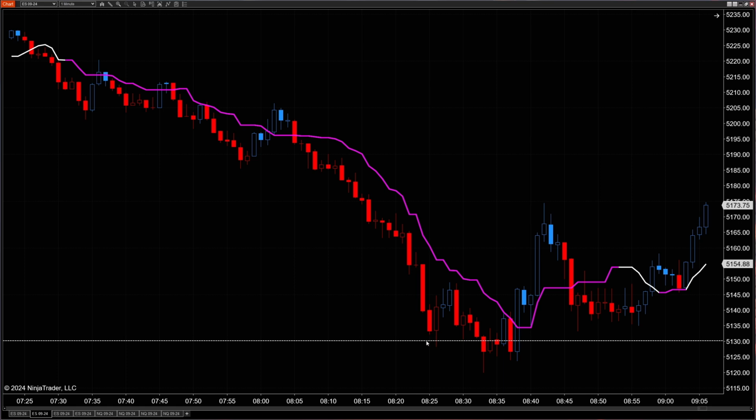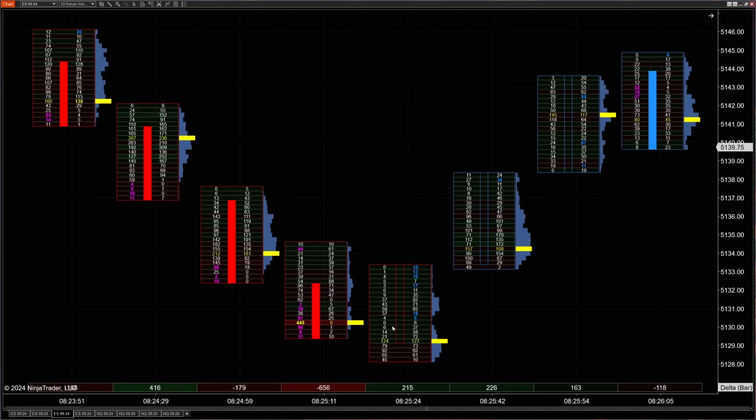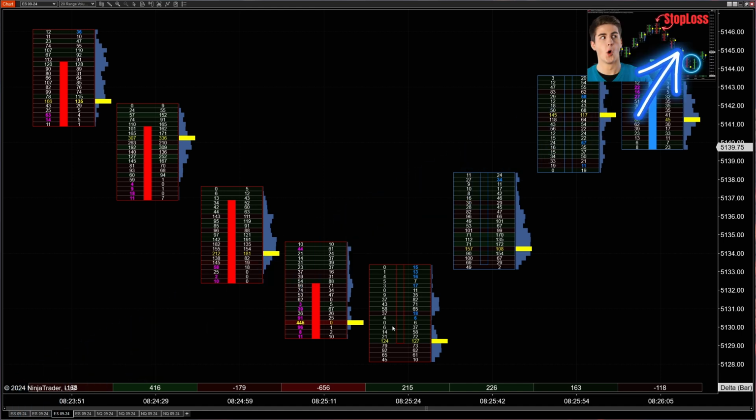Now, one of the things we're going to do, I'm going to remove this white line right here, and let's dive down into the footprint chart real quick. Now, if you're unfamiliar with footprint charts, there'll be a video linked in the top right-hand corner of the screen where you can learn more about footprint charts and a specific strategy for those.